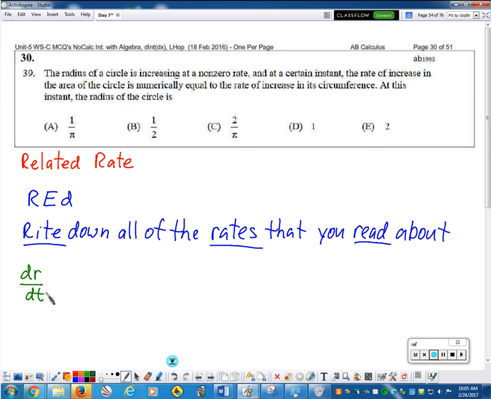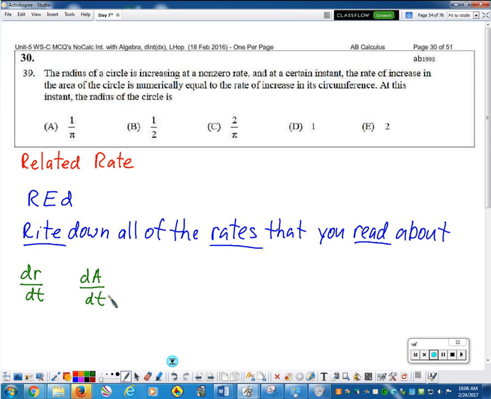Question? Keep reading. It cannot be a related rate problem unless there are two rates that are related. Area. So let's see here. The radius is growing at a non-zero rate. At a certain instant, the rate of increase in the area. Nicely done. So what would the symbol be? dA/dt. Nice, dA/dt.